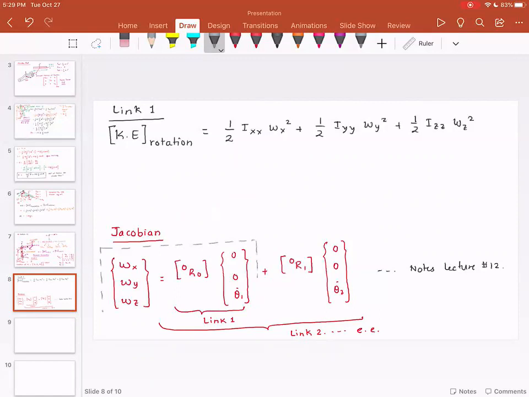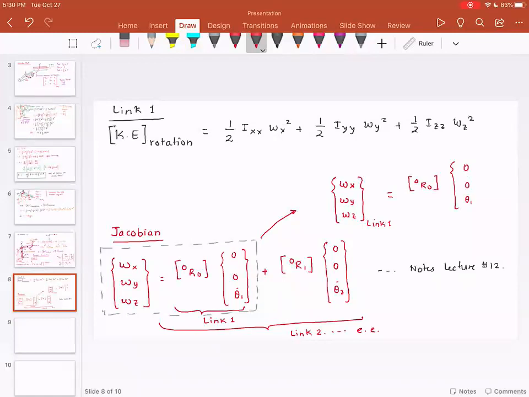Since we are looking at link one, I want you to just focus on the expression for link one. So I will write this expression: omega x, omega y, omega z for link one is equal to 0 r 0, 0, 0, theta 1 dot. And 0 r 0 is nothing but an identity matrix 1 0 0, 0 1 0, 0 0 1, multiplied by 0, 0, theta 1 dot.